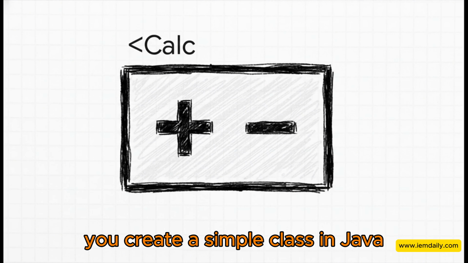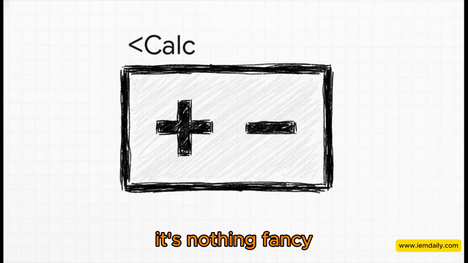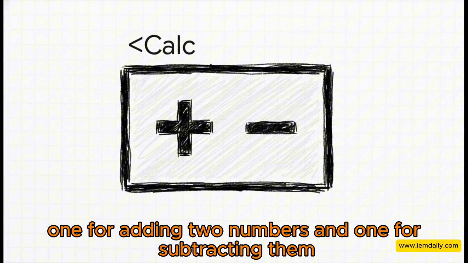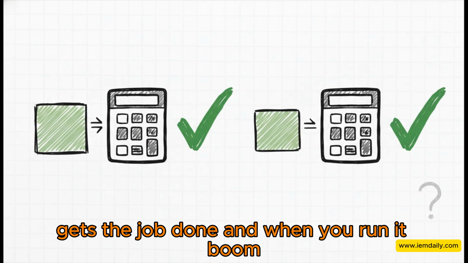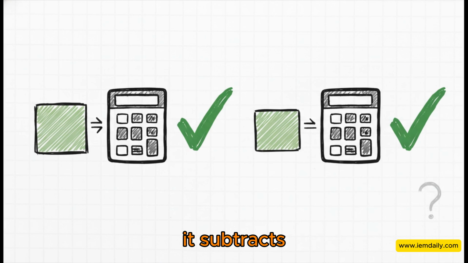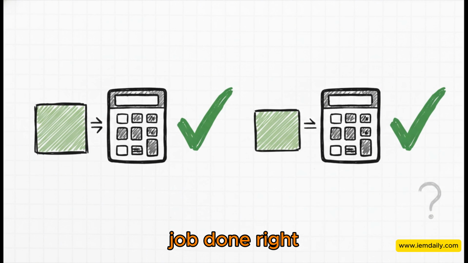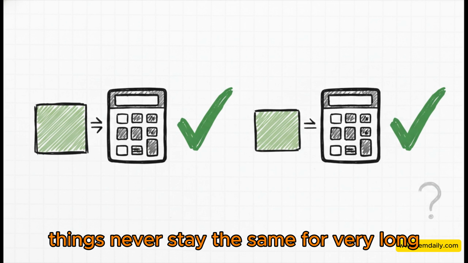You create a simple class in Java, and we'll call it Calc. As you can see, it's nothing fancy. It just has two main functions, or methods, one for adding two numbers and one for subtracting them. Clean, simple, gets the job done. And when you run it, boom, it works like a charm. It adds, it subtracts, the client is happy, and you're feeling pretty good. Job done, right? Well, in the world of software, things never stay the same for very long.